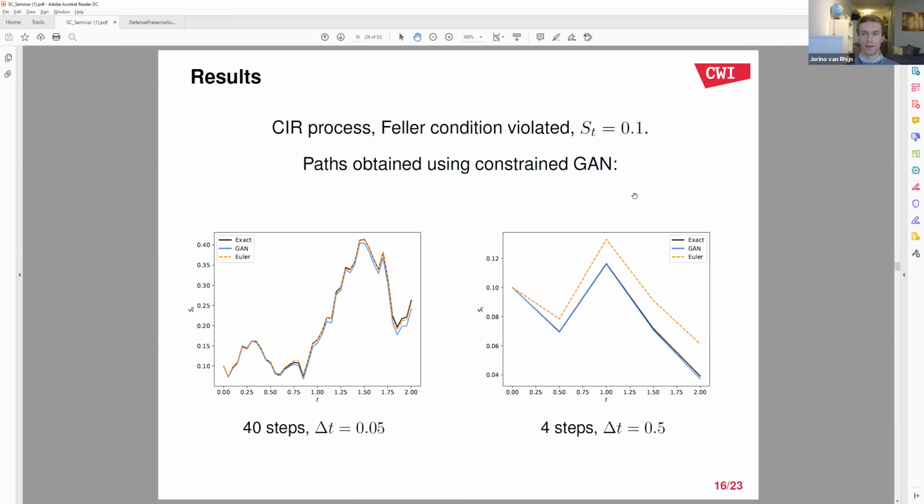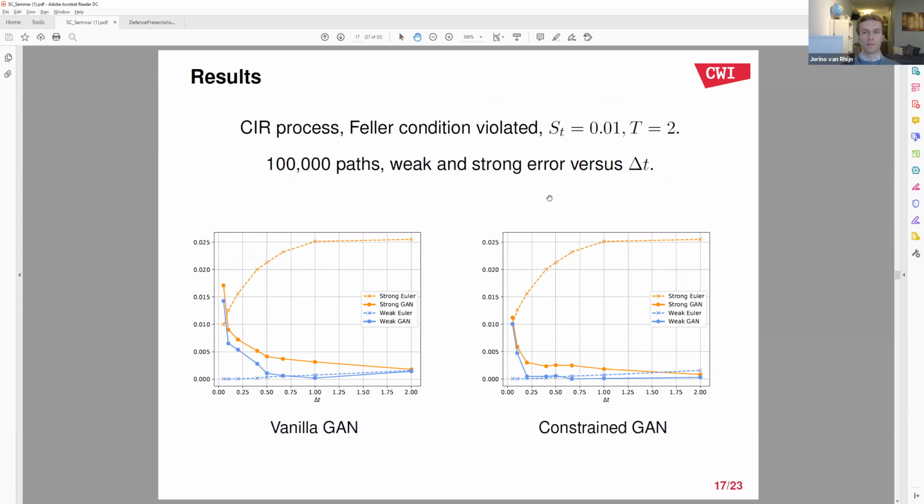That's exactly the idea. And then at final time, in this case 2, we'll compute this mean difference and the difference of the means. And basically we'll repeat that for every delta t. And I've done that for 100,000 of these paths. So I've generated 100,000 of these paths and then computed the weak and strong errors. So this is then what we get.